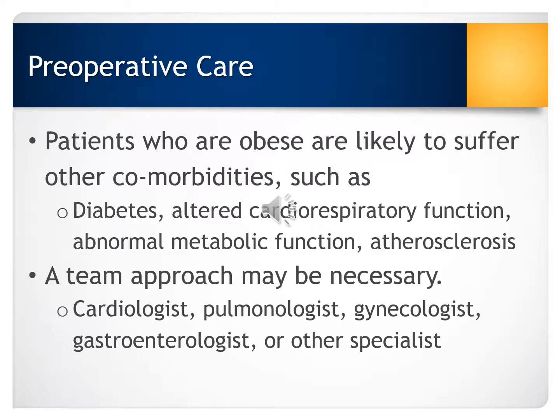Prior to surgical procedures on the obese patient, it must be known that the patients are likely to suffer from other comorbidities, such as diabetes, altered cardiorespiratory function, abnormal metabolic function, and atherosclerosis. So oftentimes there is a team approach that is needed for these surgeries.